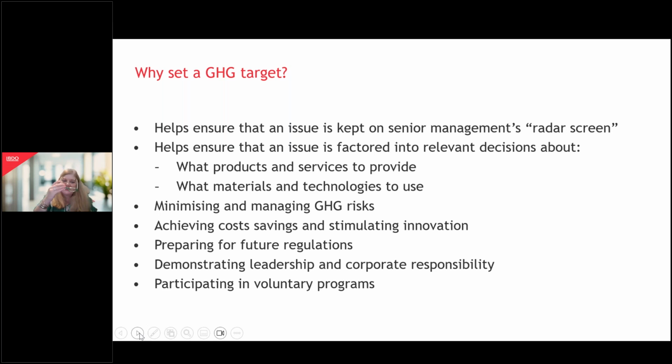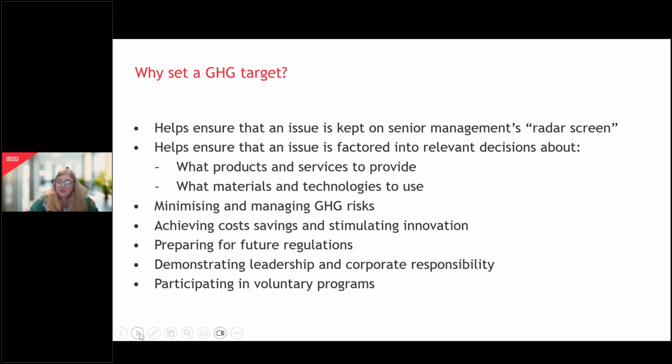So why would we set a greenhouse gas target? It helps ensure that an issue is kept on senior management's radar screen, so it keeps in focus. We know senior management have a lot of important things to focus on, but if there's no clear target and KPI, there might always be something else to focus on instead and get more attention. It's also important that if we've got a target, it helps ensure that an issue is factored into relevant decisions about what products and services we want to provide, what materials and technology we want to use. Also, if we have a target, it will help with minimizing and managing greenhouse gas risks. It helps us achieve cost savings and stimulate innovation.